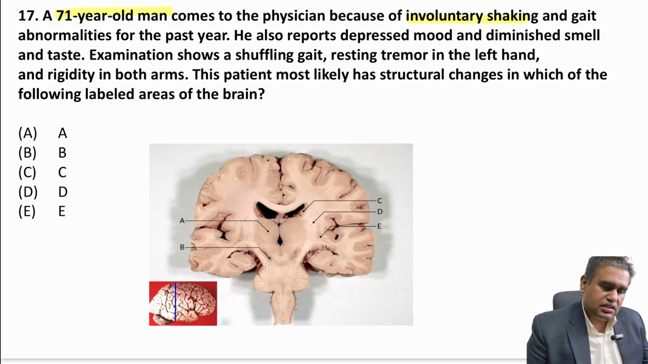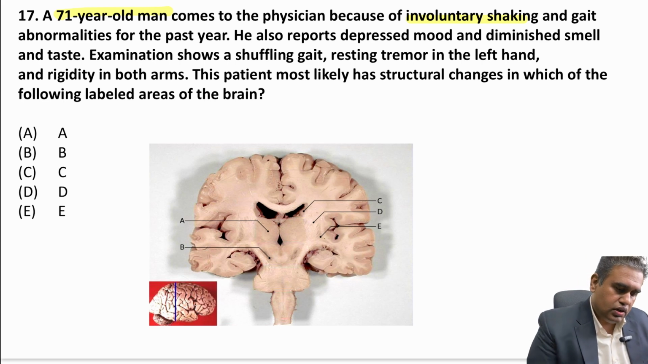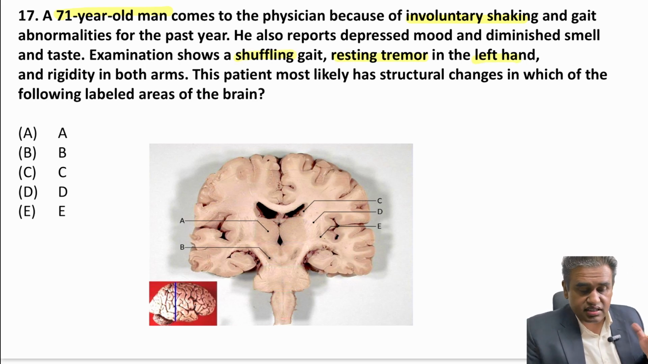He also reports a depressed mood and diminished smell and taste. So there is an overall decrease in the mood and the attitude of the person. Examination shows a shuffling gait with a resting tremor in the left hand. So in one hand there is a resting tremor. Resting tremor means that while at rest, while not doing any activity, there is some tremor that you can see, right?